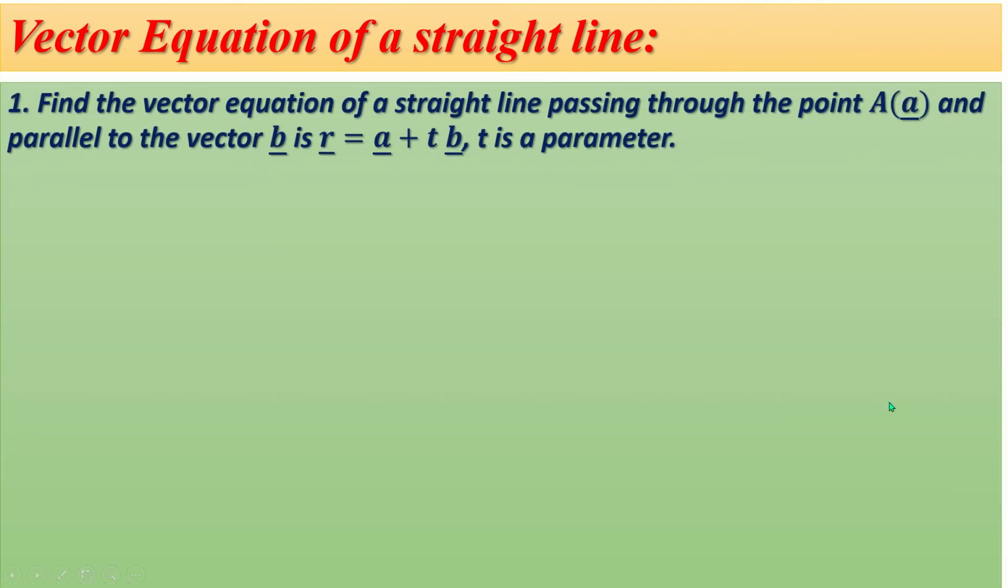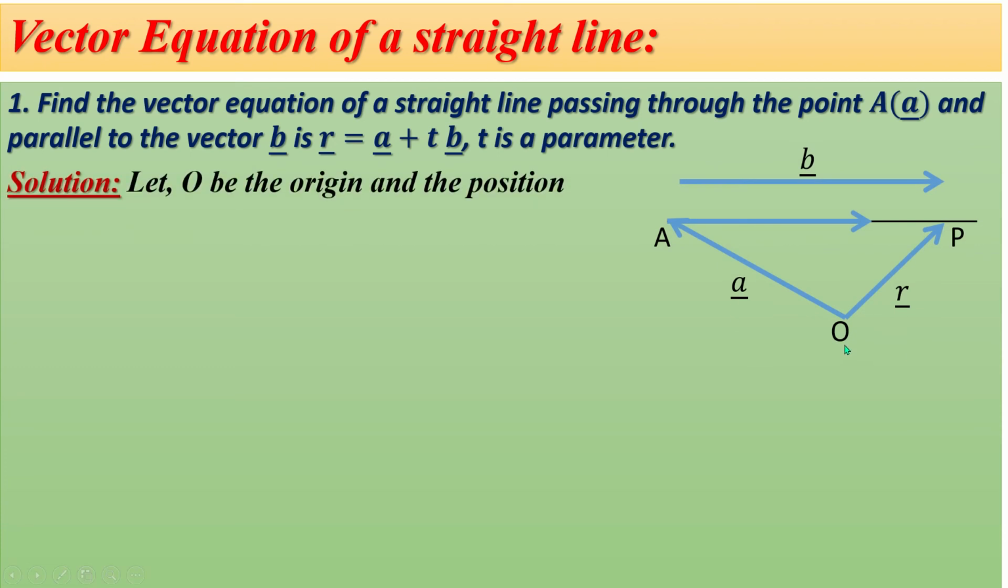Find the vector equation of a straight line passing through the point A and parallel to the vector B. It is r vector equal to a vector plus t into b vector, where t is a parameter, or we can say t is a scalar variable. That means the value of t will be changeable.